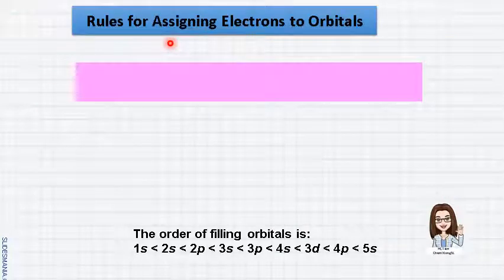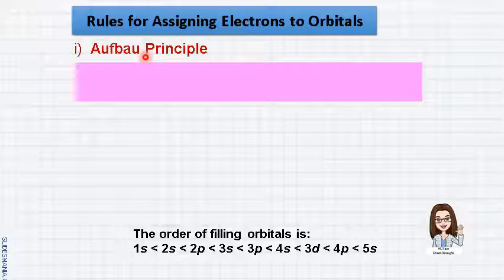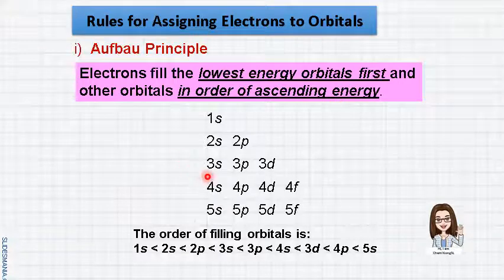While assigning these electrons, there are 3 rules we need to follow. The first one is the Aufbau principle. How do we define the Aufbau principle? Electrons fill the lowest energy orbital first, and other orbitals in order of ascending energy. So we must apply this diagram: 1s, 2s, 3s, 4s, 5s, 2p, 3p, 4p, 3d, 4d, 5d, 4f, 5f.